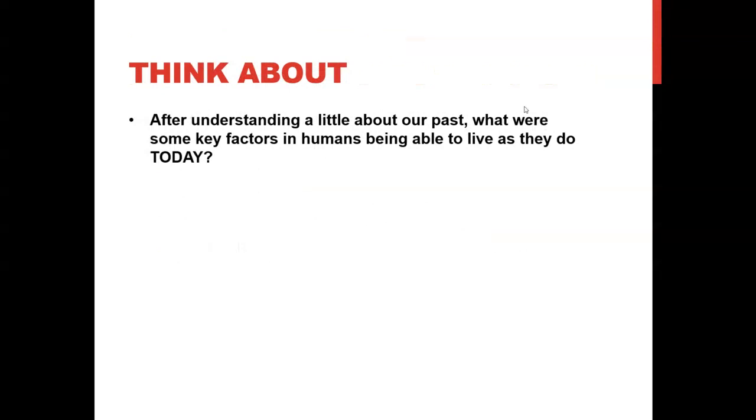So, full circle. After thinking a little bit about our past, what are some key factors in humans being able to live as they do today? So, I would say, obviously, the two things are domestication and sedentism, right? Those are two of the biggest things. Domestication, because it provided us with food, with animals for us to use for our society. And more importantly, its contribution to sedentism, because in order to do domestication, you need to stay still. And if you look at our societies today, there are a lot of differences between them, but one of the major consistencies is that we're staying still.